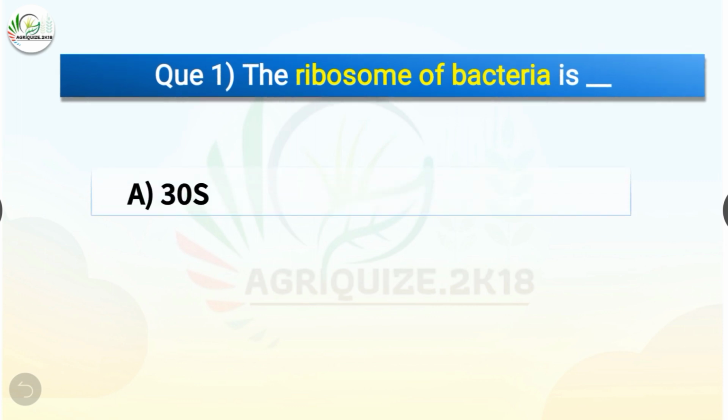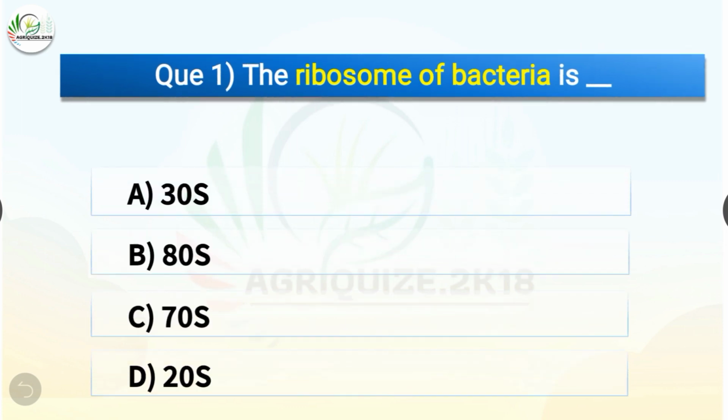Now let's start today's mock test. Question number 1. The ribosome of bacteria is, the options are 30S, 80S, 70S or 20S. The correct answer is option C, 70S. So the ribosome of bacteria is 70S. 70S ribosomes are present in the bacterial cell which has 30S smaller subunit and 50S larger subunit.